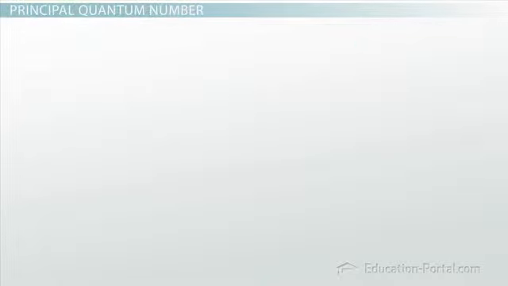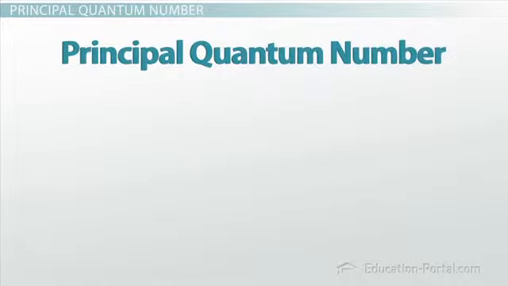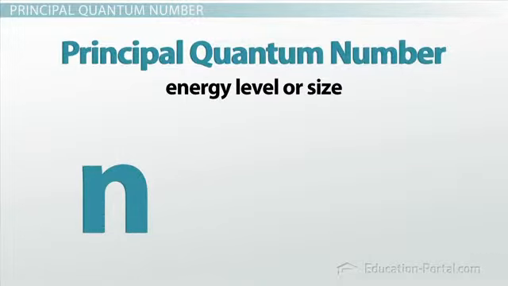The first quantum number that describes an electron is called the principal quantum number, and it is often symbolized by the letter n. This number tells us the energy level or size of an orbital. The higher the number, the larger the region is.